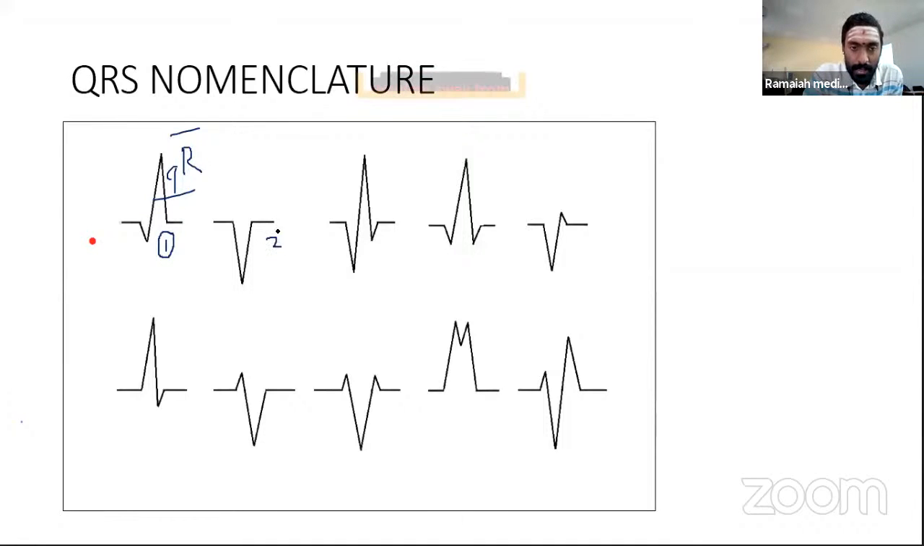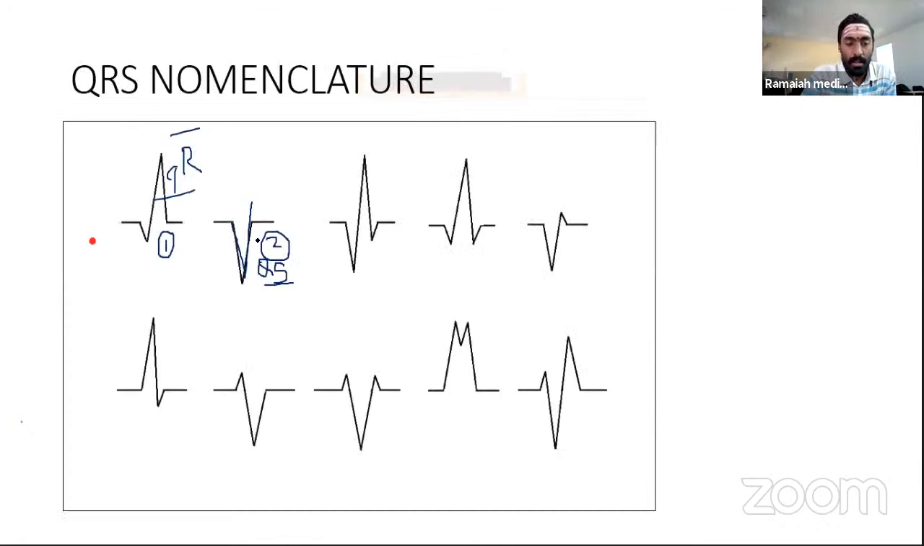What about the second one? Second one, QS, yeah. Technically it should be called a Q wave, but the nomenclature that we give is QS because there is no R wave at all, and it's very deep. So it's a very deep, purely negative deflection. It's called a QS wave, correct.